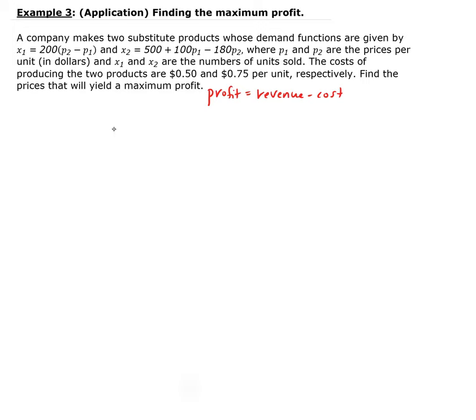So our cost function, let's call that C. We have 50 cents and 75 cents per unit, so the cost is going to be 50 cents times X1 plus 75 cents times X2. That gives us the amount that is required to make this product. Then we substitute in X1, so we have 0.5 times (200 P2 minus 200 P1) plus 0.75 times X2.